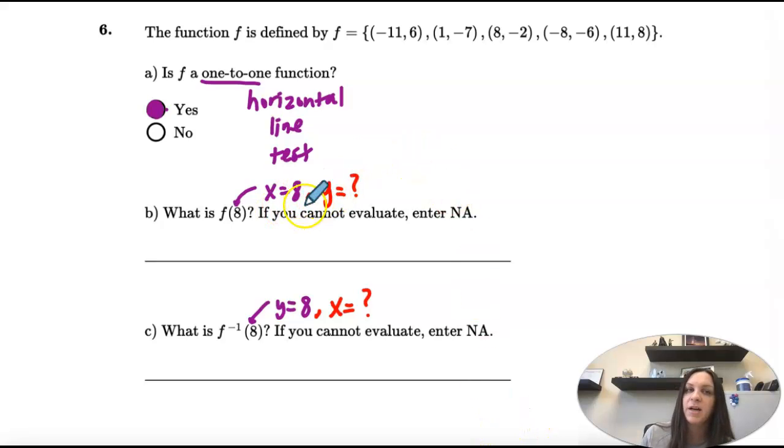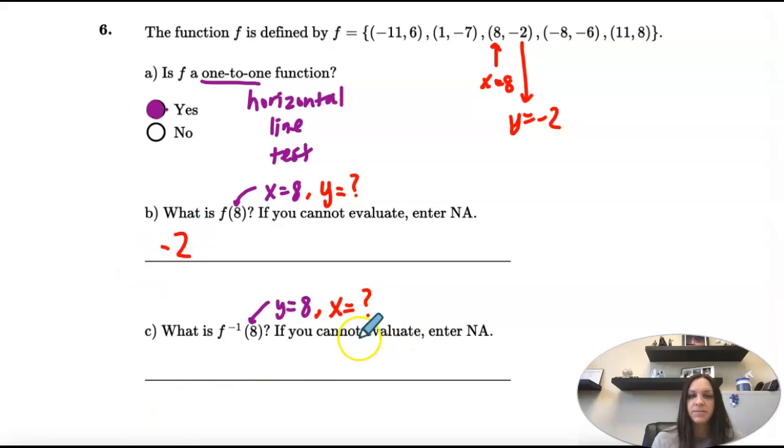Okay, so I'm going to go back up here and I'm going to look for x equals 8. Right here. So what's the y value? And that's the answer. We're just looking for what goes with 8.